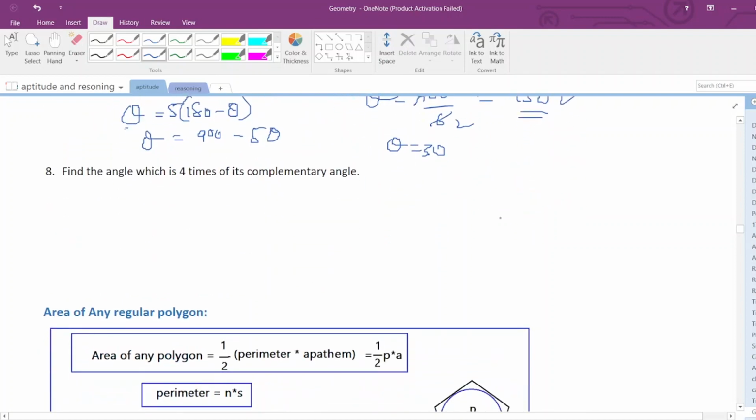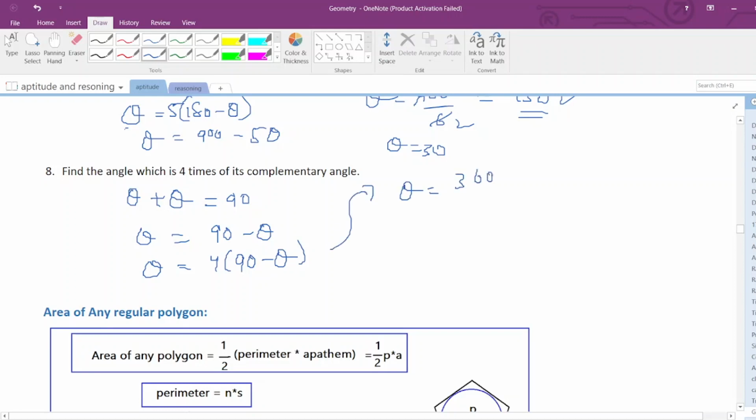So in the same way, see the last example also, same question. Find the angle which is 4 times its complementary angle. Complementary angle is theta plus theta equal to 90 degrees, right? So I keep one theta and send the other theta to that side. So now this theta is one angle which is 4 times the other angle, which means 4 times of 90 minus theta, so theta is equal to 4 nines are 360 minus 4 theta. 4 theta coming to this side, 5 theta is equal to 360 and theta is equal to 360 by 5, which is equal to 72.